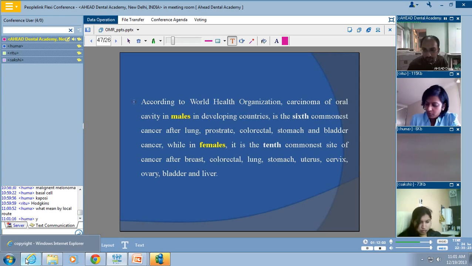Is it clear now? According to WHO, in males it is the 6th most common cancer and in females it is the 10th commonest cancer. Is it clear? Just try to remember the 6th and the 10th. No need to remember all these other names, breast and all that stuff. Okay?